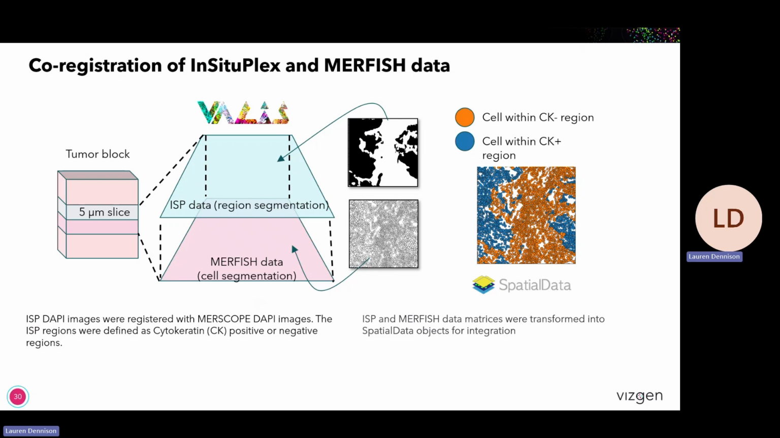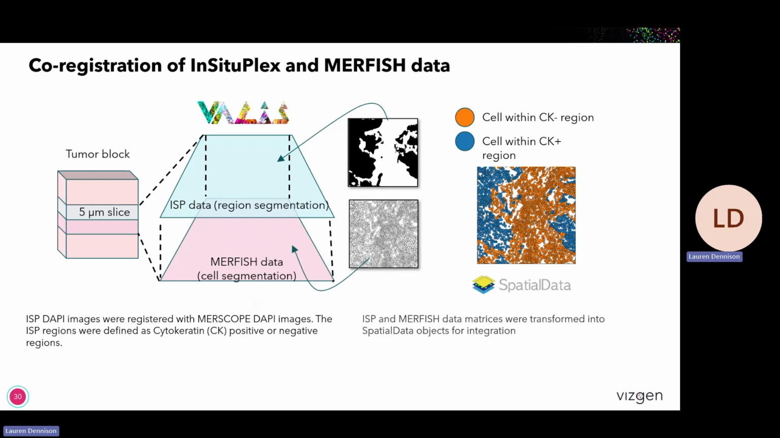And we basically use the DAPI that is imaged in both techniques to do the co-registration, so that then in the end, for every cell in the MERFISH data set, we know its gene expression, so that we know which transcripts are expressed in that cell, but we also know whether that cell overlaps with the cytokeratin positive region, yes or no. And that is what is shown on the right then.